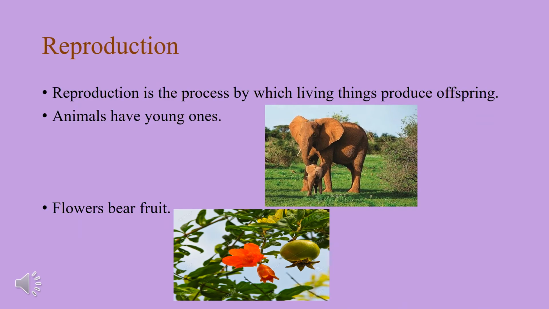Reproduction is another characteristic of living things. Reproduction is the process by which living things produce offspring. When living things reproduce, they make new living things. As an example, animals have young ones, and in plants, flowers bear fruits.